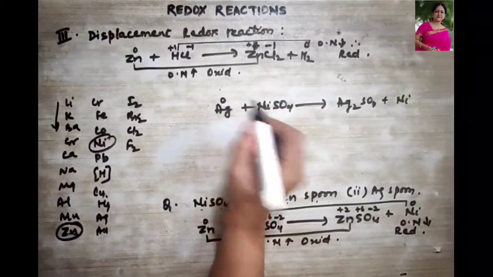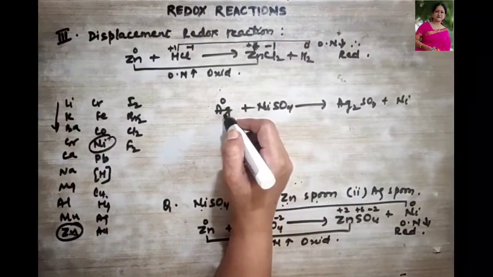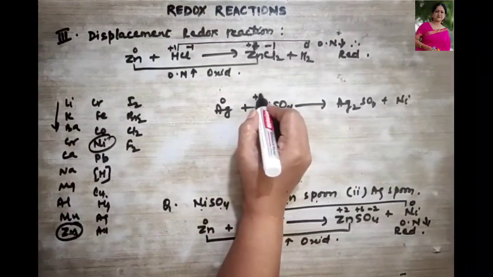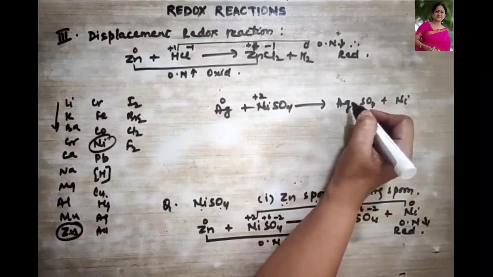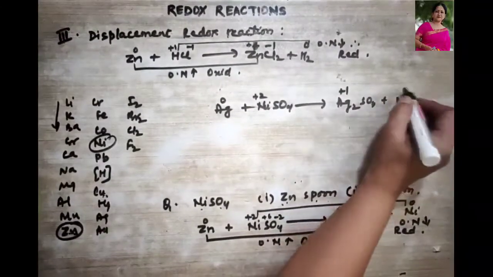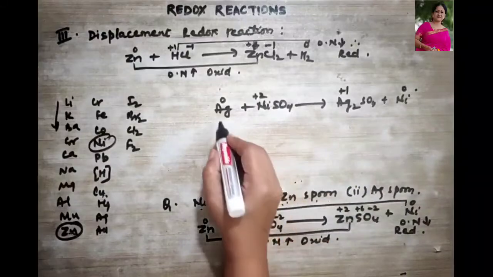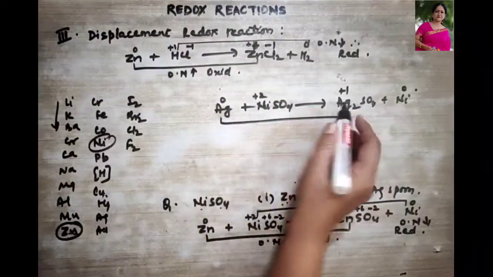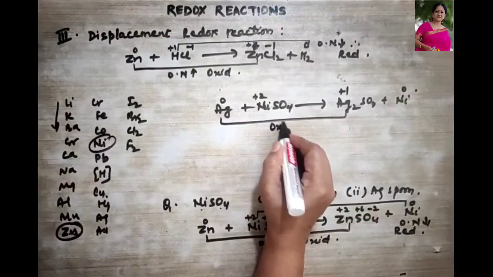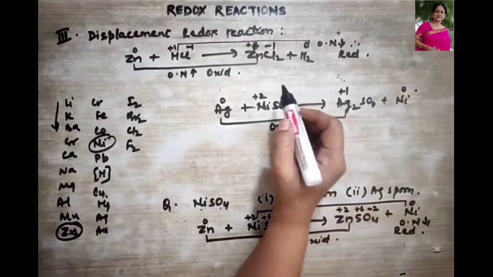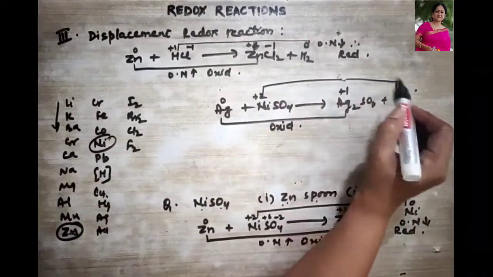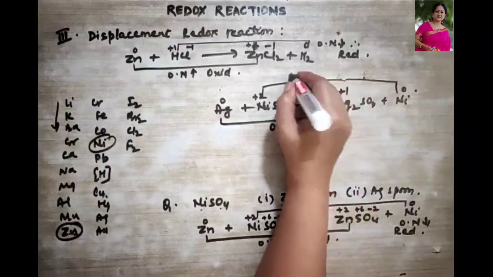So this is our oxidation number is 0. Over here it is plus 2 for nickel. Over here this is plus 1 and nickel is 0. So silver from 0 to plus 1, that means oxidation is taking place, and nickel, reduction is taking place.